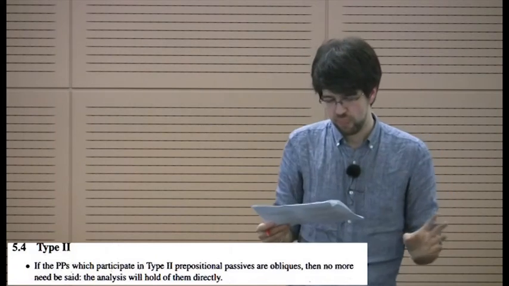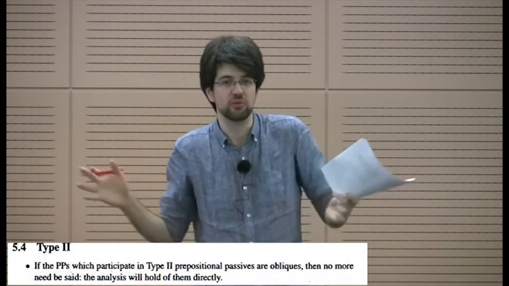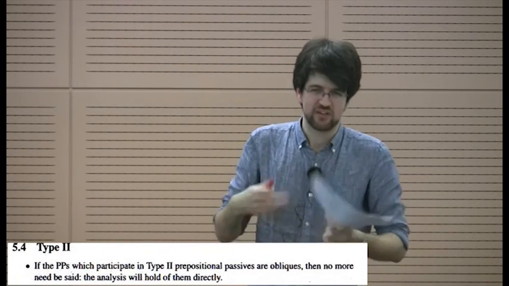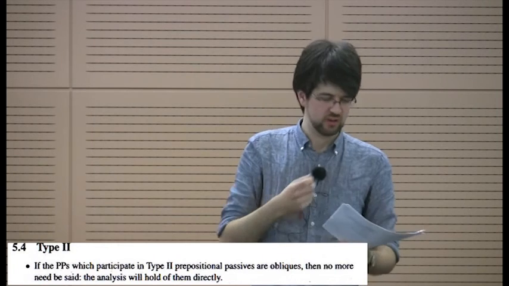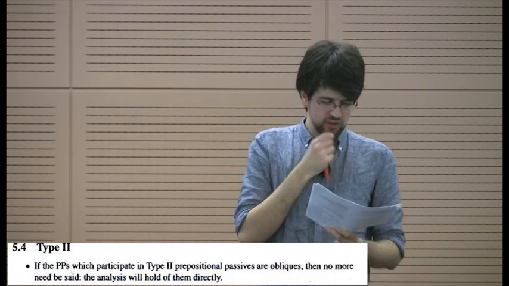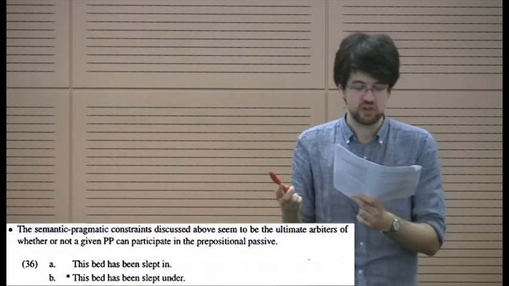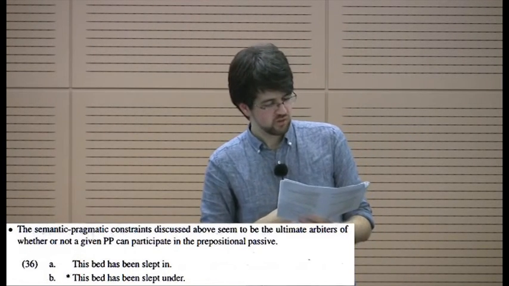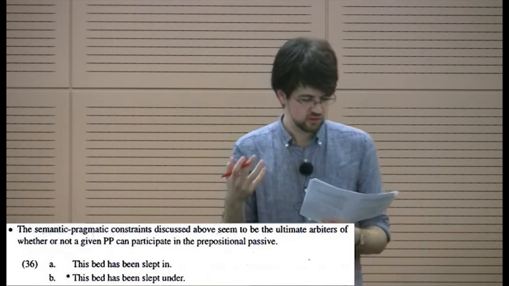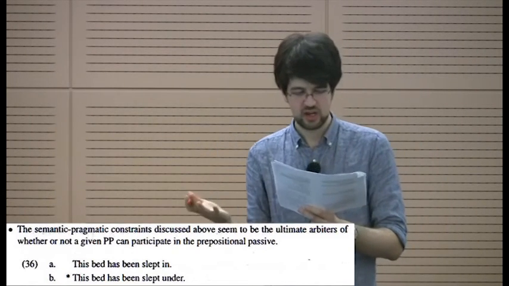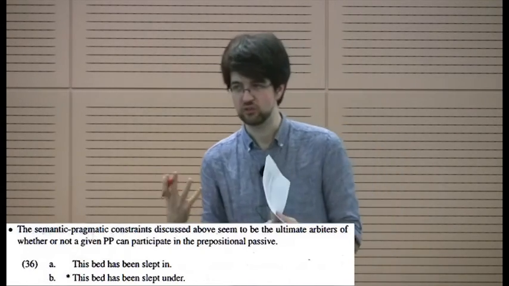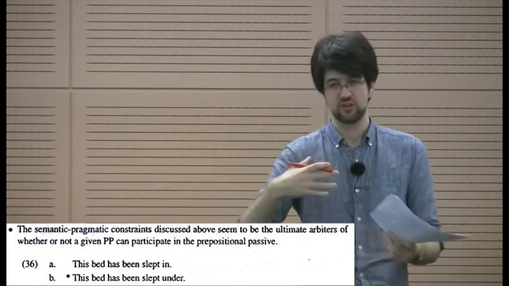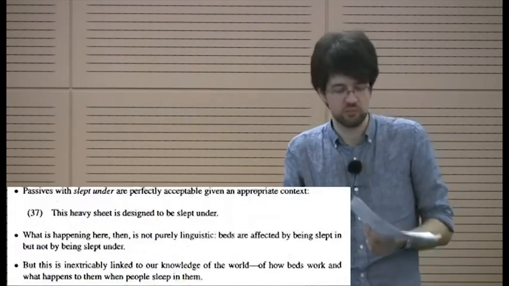The question is, if they're not obliques, or if there is a distinction between obliques and adjuncts, then what's going on here? What actually is motivating what can take part in these things? And what it seems to me is that the semantic pragmatic constraints really are the ultimate arbiters of what's good and what's not. So 36 is a sort of classic contrast: this bed has been slept in is okay, but this bed has been slept under is not okay in a null context, right? Sort of out of the blue, this contrast is supposed to hold because of affectedness, presumably.